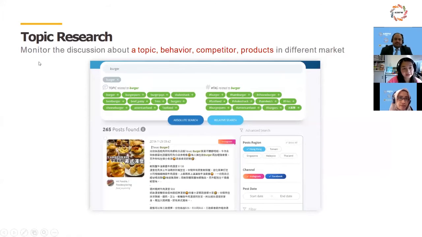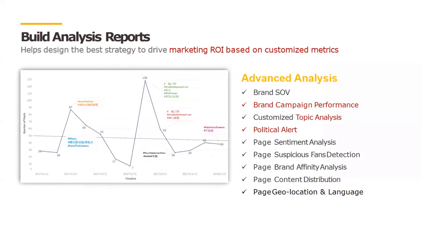And the second thing is they can do topic research to monitor the discussion about the trending topic, behavior, competitors, and the products in different markets, like catering, apparel, and textile. And the next thing is the AI can build analysis reports to help design the best strategy to drive marketing ROI based on customer metrics, like the brand campaign performance, topic analysis, and the political analysis.